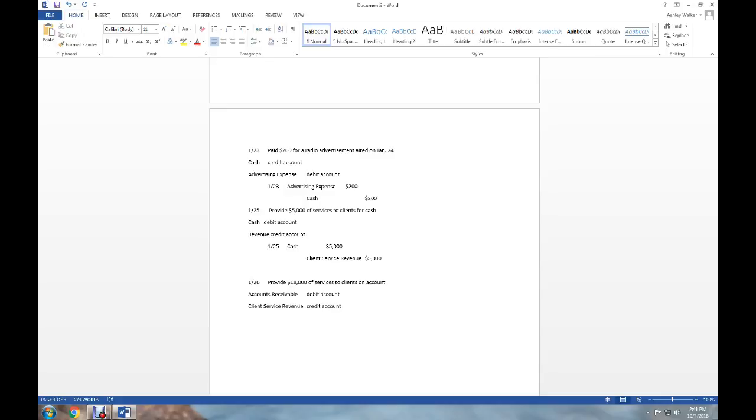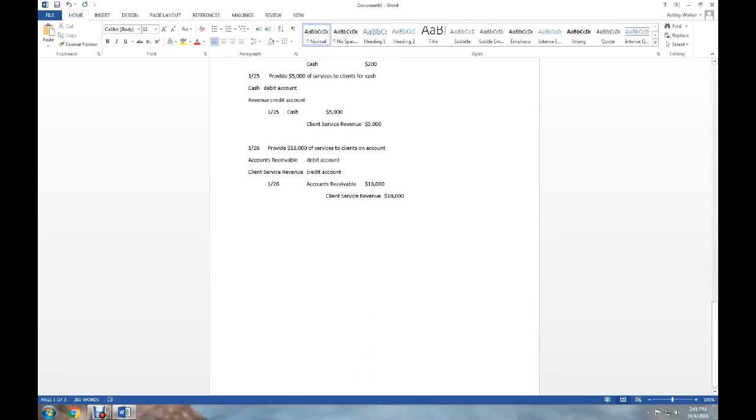So if we do the journal entry, we're going to debit accounts receivable for $18,000, and we're going to credit client service revenue. So remember our matching principle. We recognize revenues when they're earned, and we recognize expenses when they're incurred.